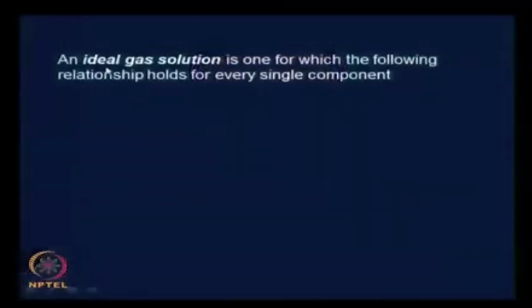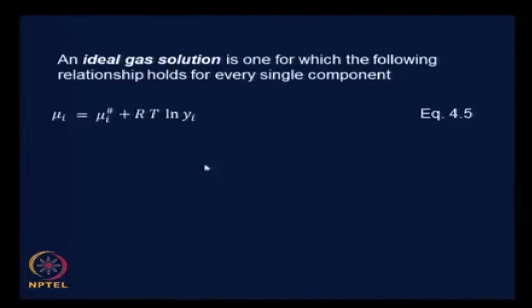Here let us look at an ideal gas solution. An ideal gas solution is one for which the following relationship holds for every single component in the solution. Mu i equals a certain mu i hash. This mu i hash is different from mu i naught. Mu i hash plus RT ln of the mole fraction of the gas in the mixture, yi. Let us call this equation 4.5. It is a nice simple definition, it is good to remember this. Mu i equals mu i hash plus RT ln yi.